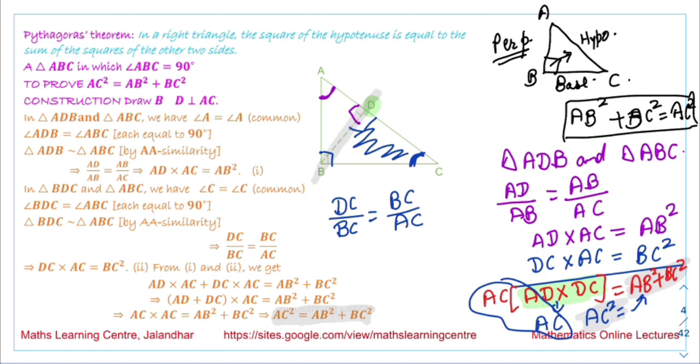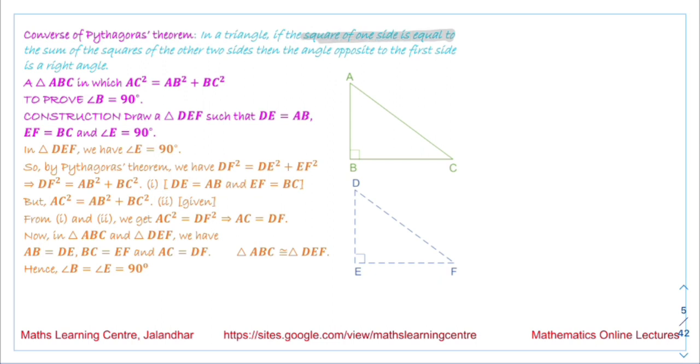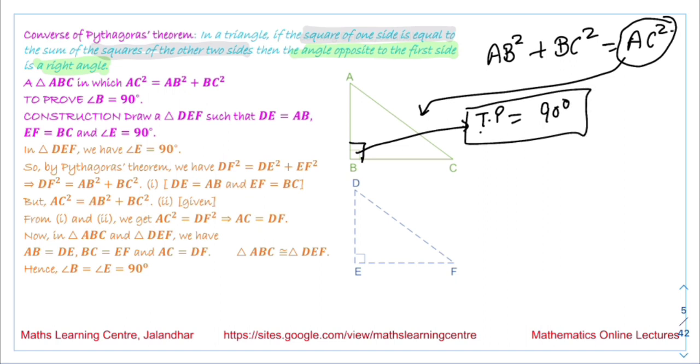Next is the converse of this theorem. We are saying a triangle is given in which the square of one side is equal to the sum of the squares of the other two sides. Then we have to prove that the angle opposite to the first side is the right angle, that it is a right angled triangle. In this triangle it is given that AB square plus BC square is equal to AC square. So we have this AC square, this side, and we have to prove that the angle opposite to this is equal to 90 degrees.